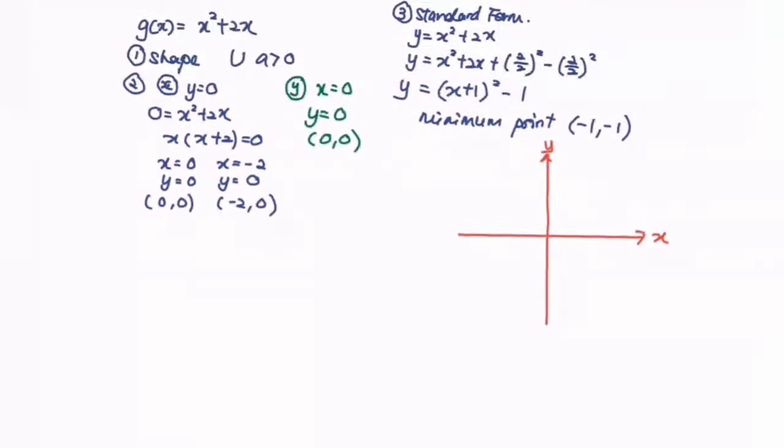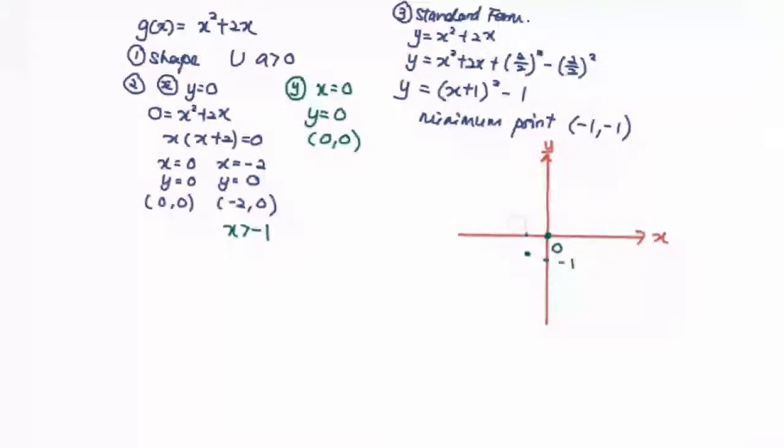One, we are going to focus on the x-intercepts where we have 0, 0 and negative 2, 0. For this case, kindly refer to the question. The question mentioned that x must be greater than negative 1. So for this case, it is invalid. Next, kindly focus on the y-intercept where we have 0, 0 at the origin. The third step, we are looking for the minimum point where we have negative 1, negative 1. So the location of negative 1 will be around here.